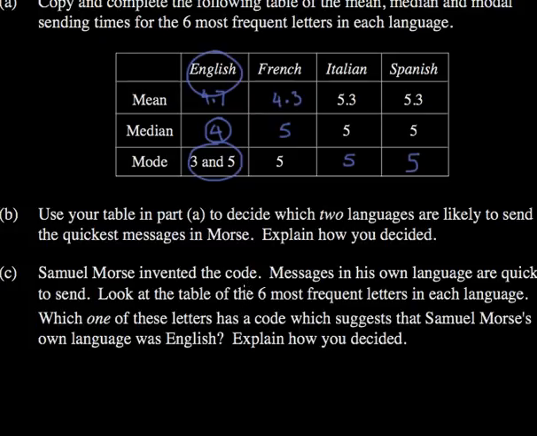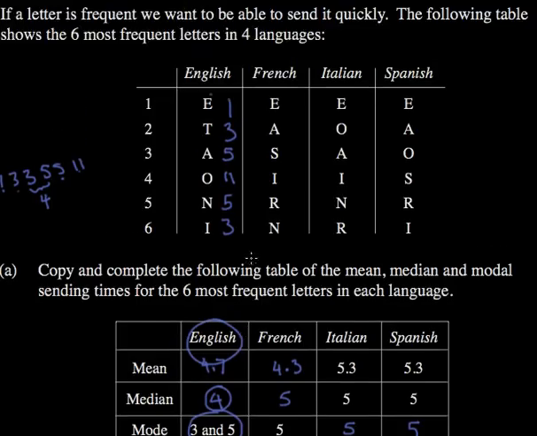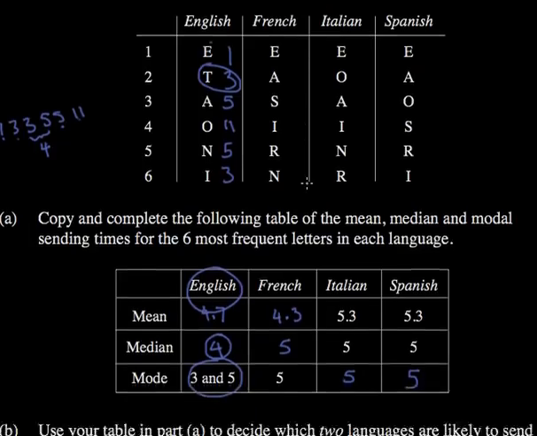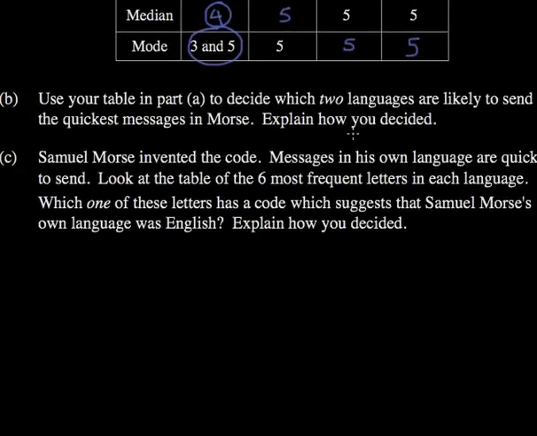And also T has a very low score on the time, and that's another reason why he could have been English, because if he was French, then he wouldn't have decided that T would have been a particularly low number to send in time. Quite interesting, I think.